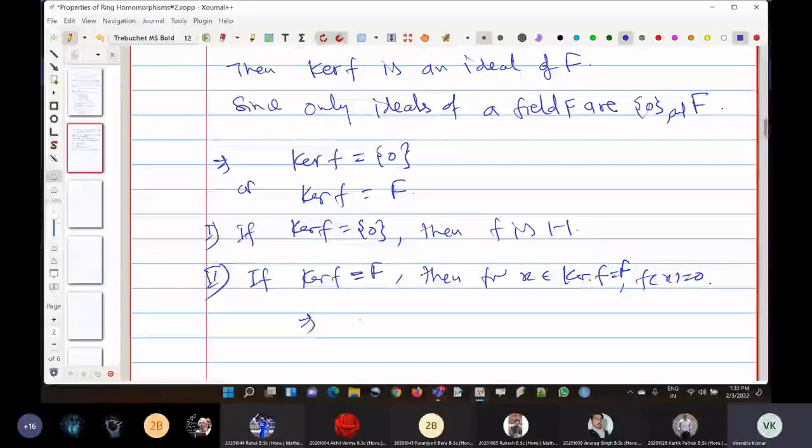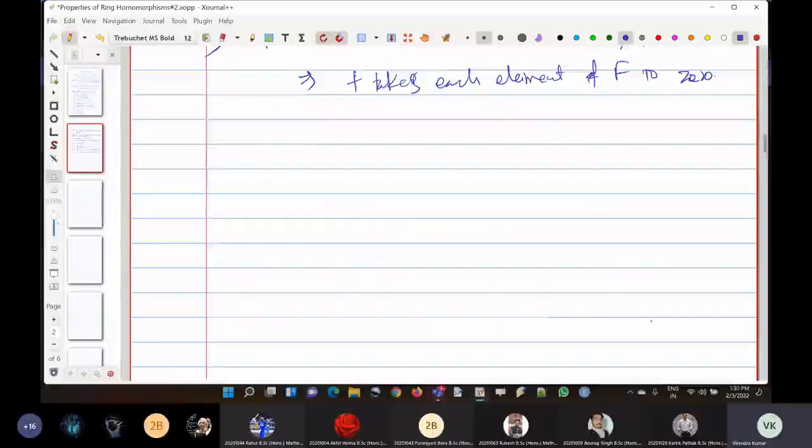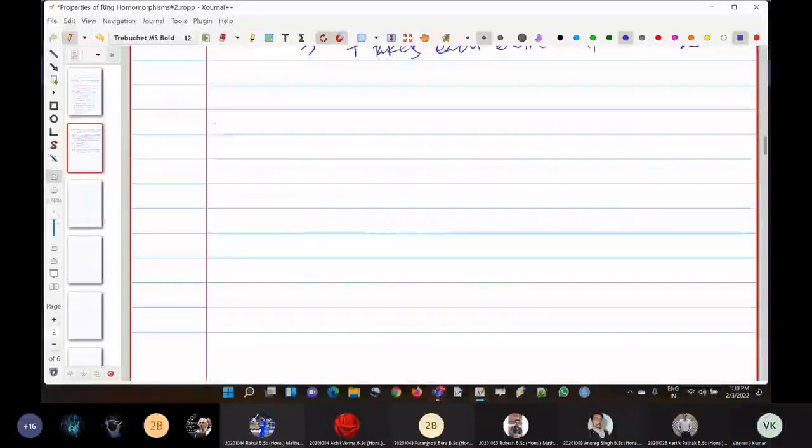So this means that f takes each element of F to 0. So this completes the proof. Okay, next theorem.